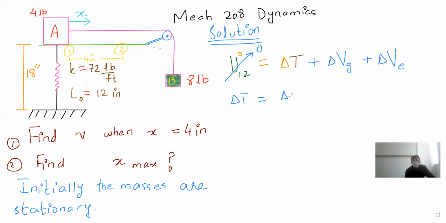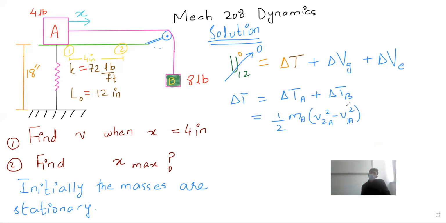So part A is delta TA plus delta TB. 1 over 2 MA into V2A square minus V1A square. Students who don't like this and want to put A here and 2 and 1 here, they are allowed to do it. I usually like this more. Plus 1 over 2 MB V2B square minus V1B square. Now you have to be a little careful. Why did I write 2 minus 1? Huh? Why didn't I write 1 minus 2?